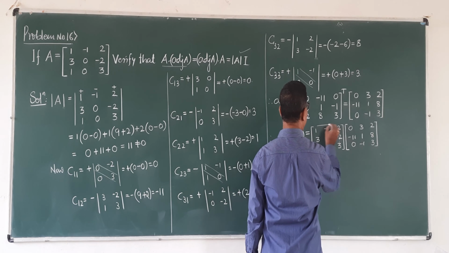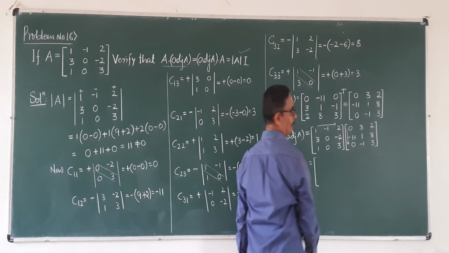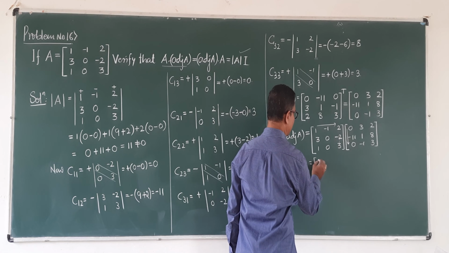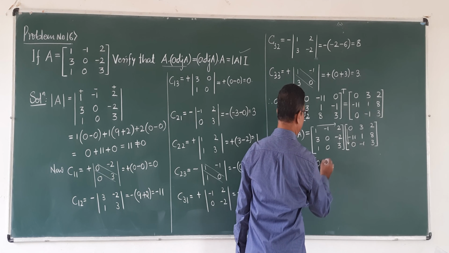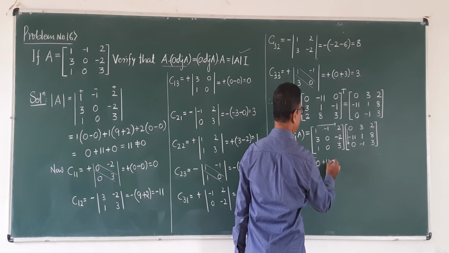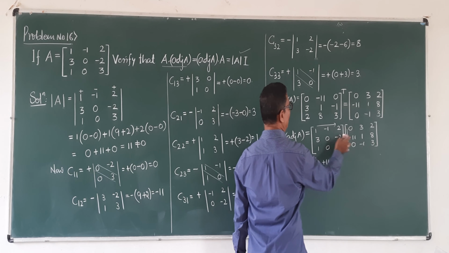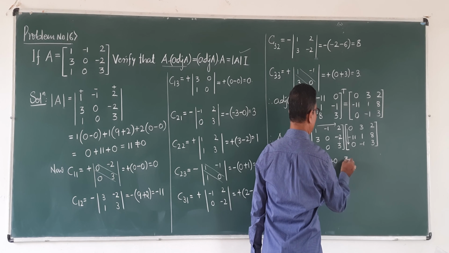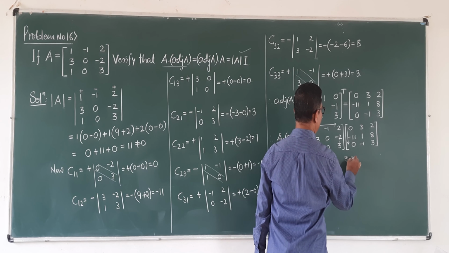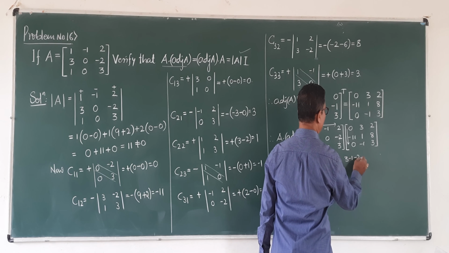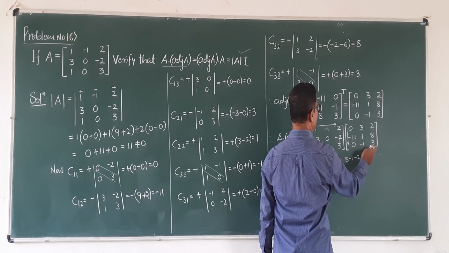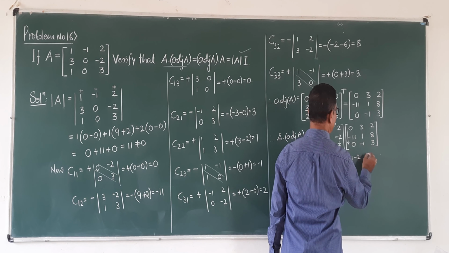Multiply those two matrices, row by column. 1 into 0 is 0, minus 1 into minus 11 is plus 11, 2 into 0 is 0. First row by second column: 1 into 3 is 3, minus 1 into 1 is minus 1, 2 into minus 1 is minus 2. First row by third column: 1 into 2 is 2, minus 1 into 8 is minus 8, 2 into 3 is 6.